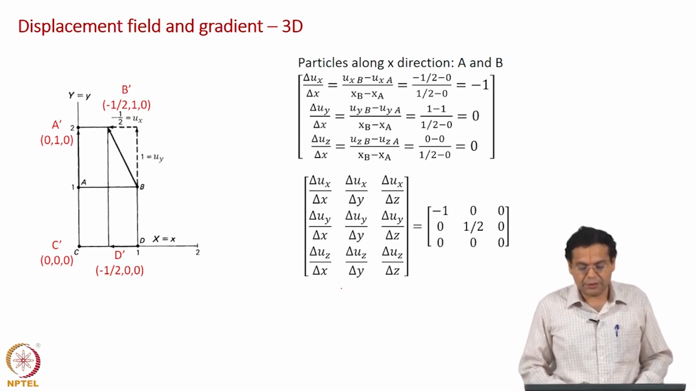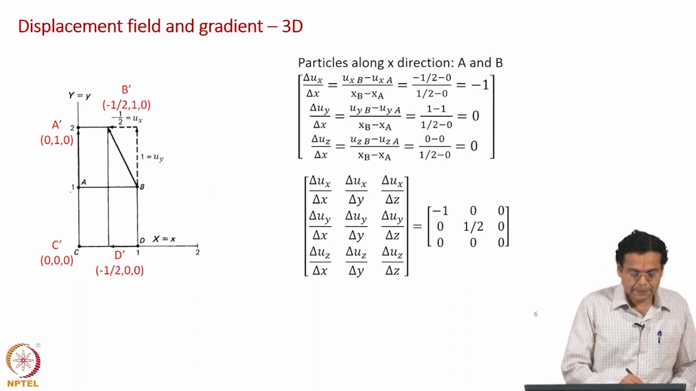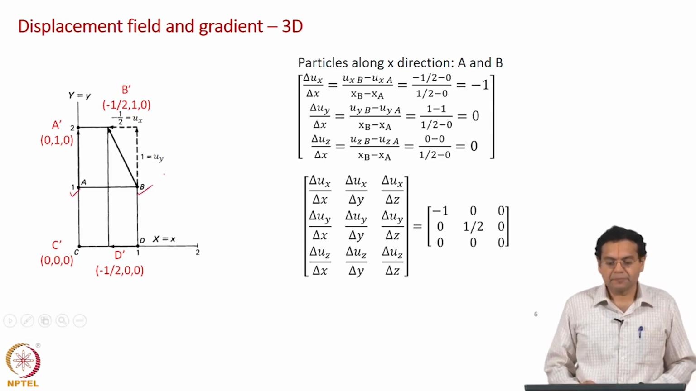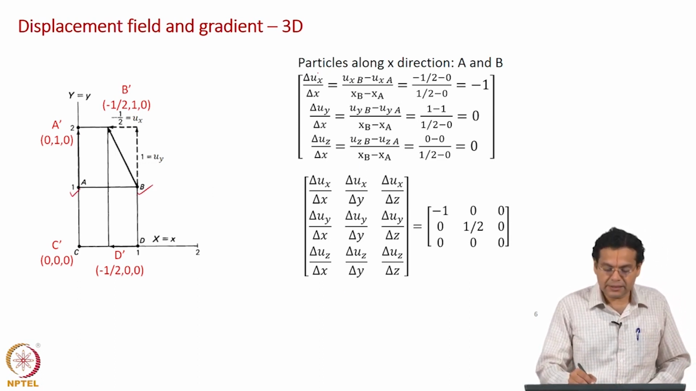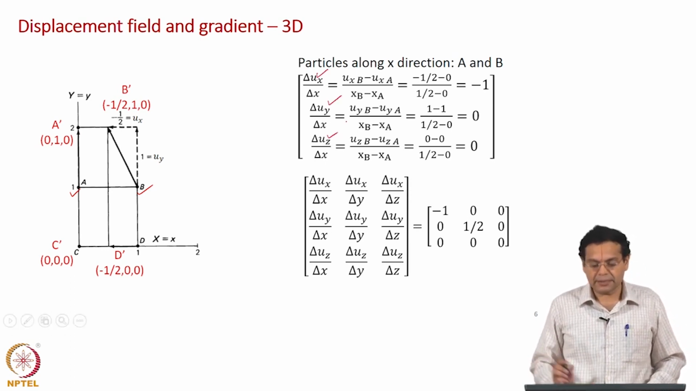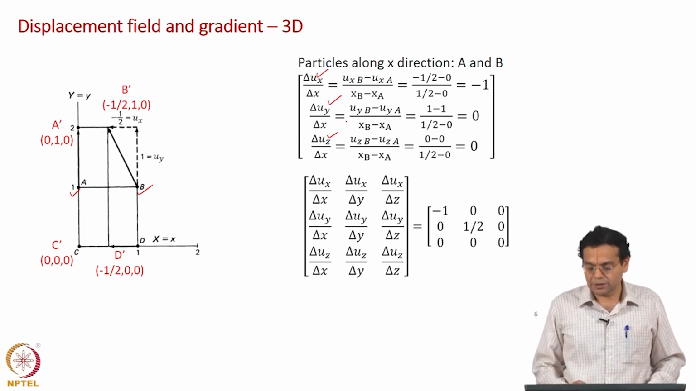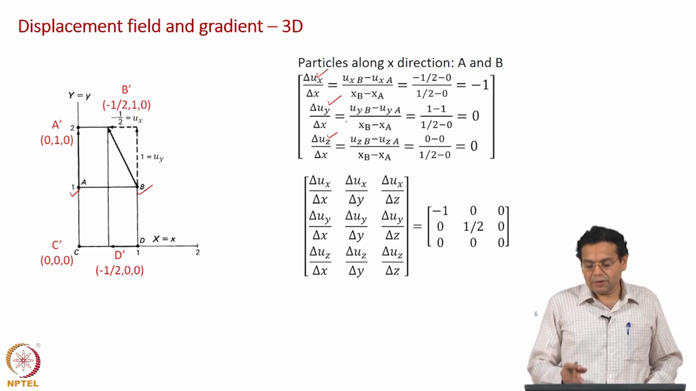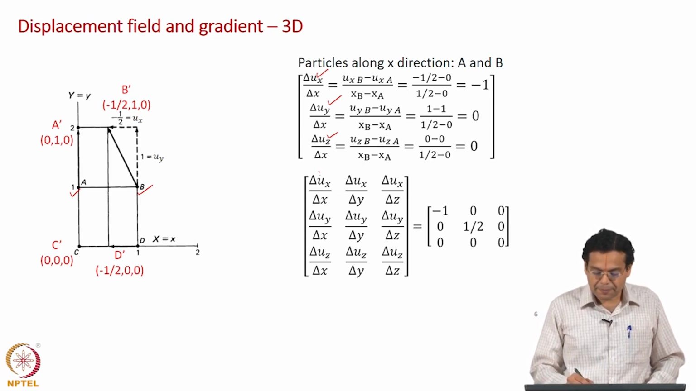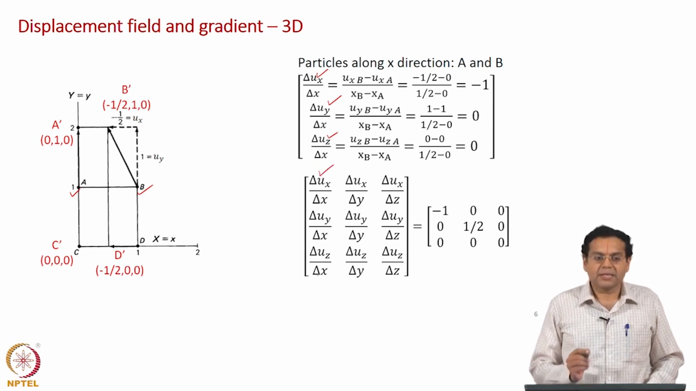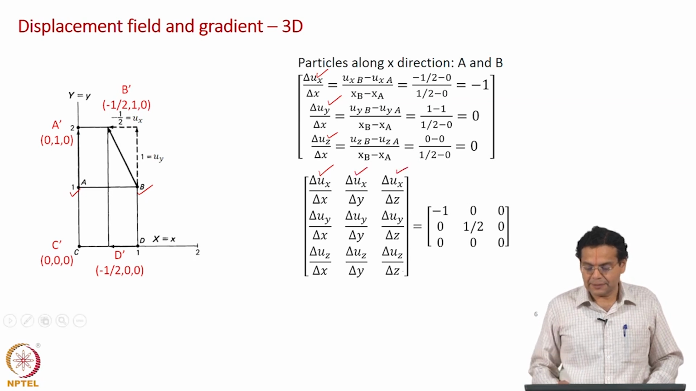What we did was, we took particles along one direction, let us say A and B, found out the difference in x displacement, y displacement, z displacement, divided by the distance between them, and then we got values minus 1, 0, 0. We found out these values and then arranged all those values along a column. We said we will justify it later, and then of course similarly for the y direction, z direction, and these are the numerical values. Okay.